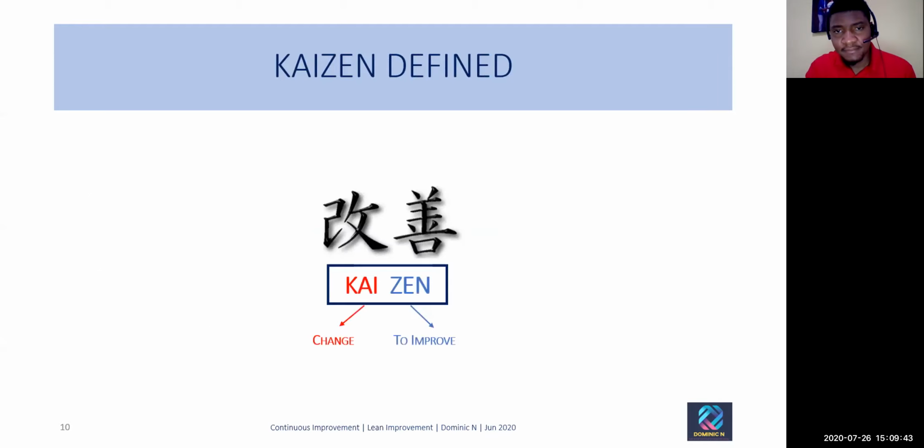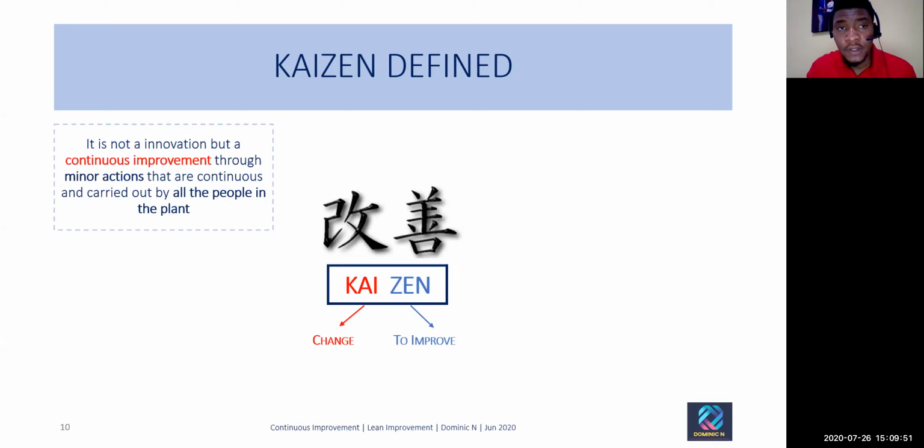What is Kaizen? Kaizen, it's a Japanese word. Kai is for change and Zen is to improve. So it's change to improve. So it's not an innovation, but a continuous improvement process. It's a continuous improvement process through minor actions that are continuous and carried out by all the people in the plant. Underlined, continuous improvement, underlined, minor actions.